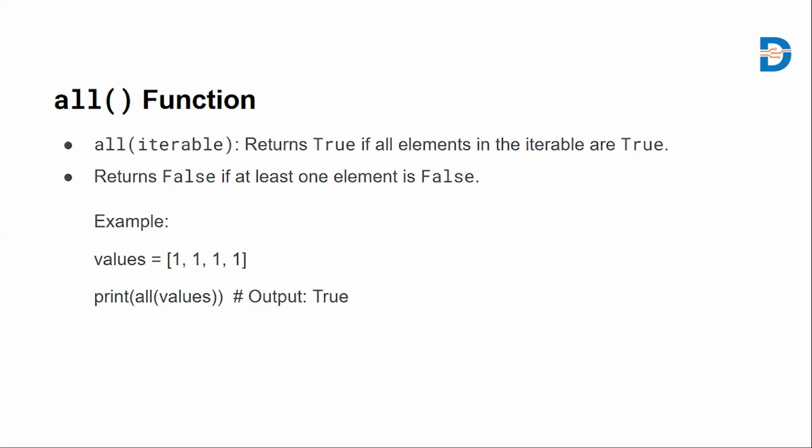So for example, you can take this variable values where I have used a list and stored the numbers 1, 1, 1. And I have used the print function with the help of the all function. When you write the code in this format, in the output it will print true. In this case, since all elements are true, because 1 is true in Python, all returns true.